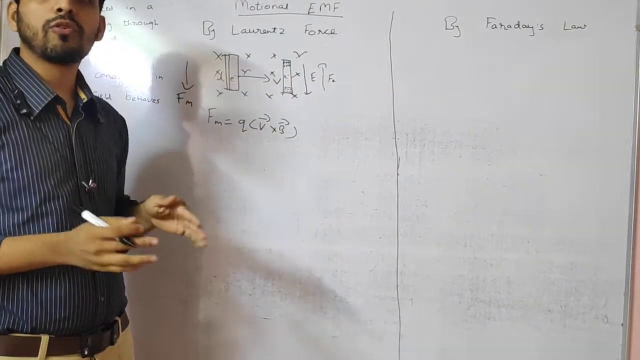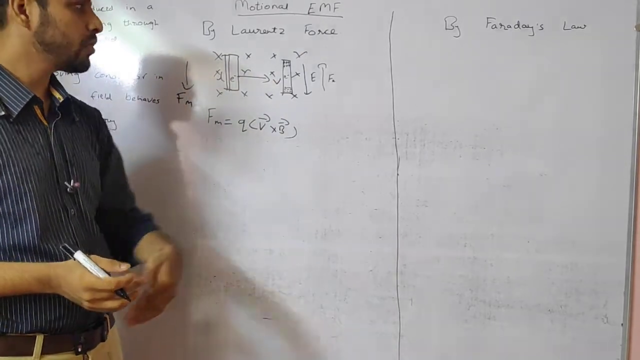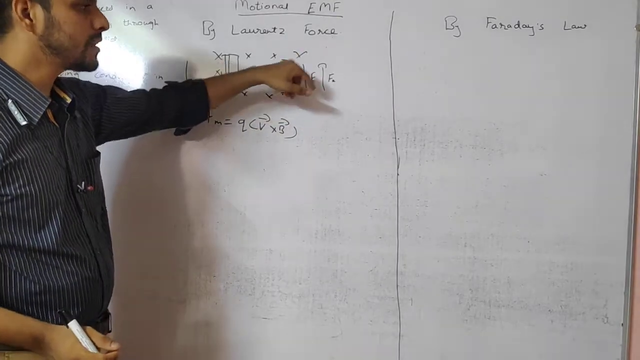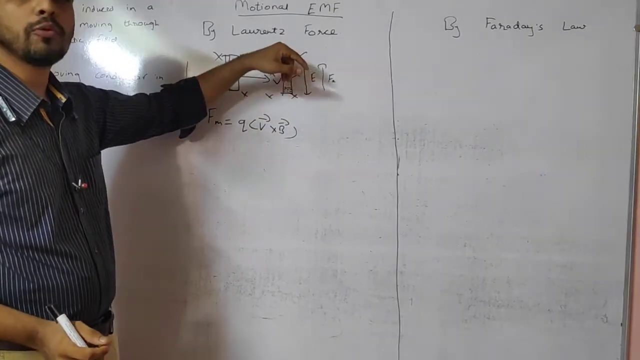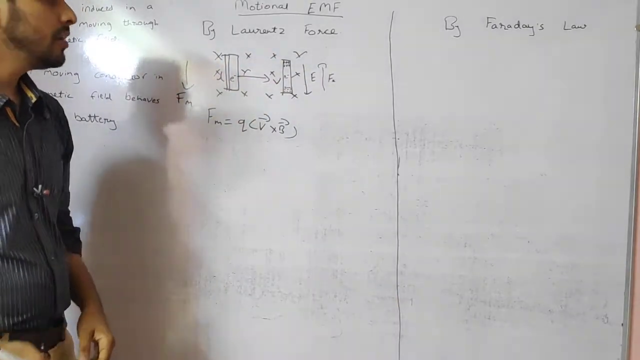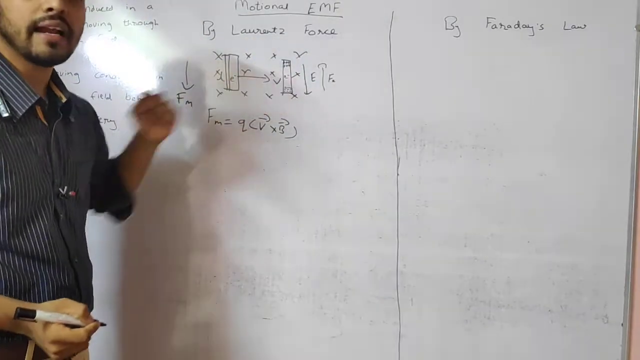Can you understand once again? Initially there was no electric force, so the magnetic force was pulling the electron in the downward direction, but after some time the electric field also increased. Due to that, positive charges also got accumulated. Positive charges will try to attract the electron towards them. So there will be an electric force in the opposite direction on the electron.